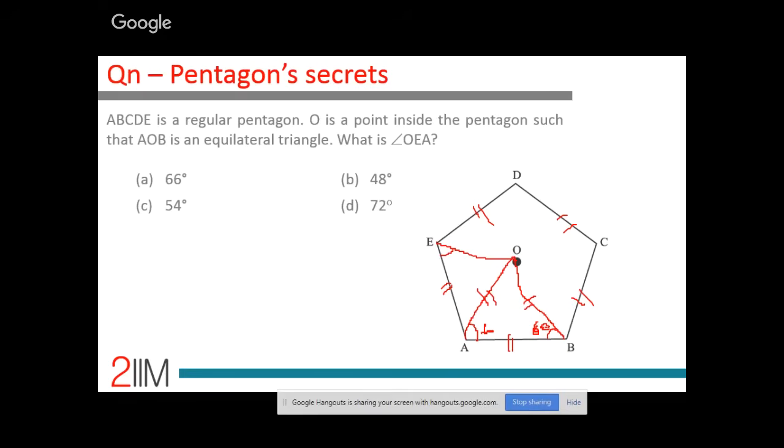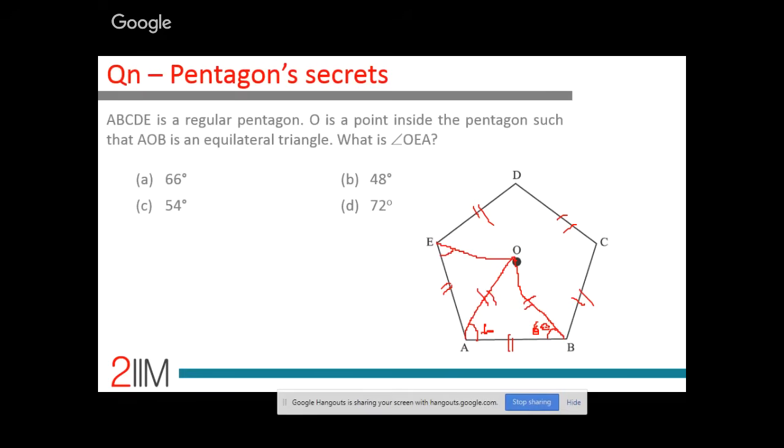Angle OAE is 48. Angle AEO and AOE are equal. 48 plus 2x should be equal to 180. Find x here too. And so angle OAB is 60. That we know. Internal angle in a pentagon is 108. That we know. Therefore, angle EAO is 48. That we know. Triangle EAO is isosceles. This angle is 48. Other two angles are equal. 48 plus 2x is 180. 2x is 132. X is 66.